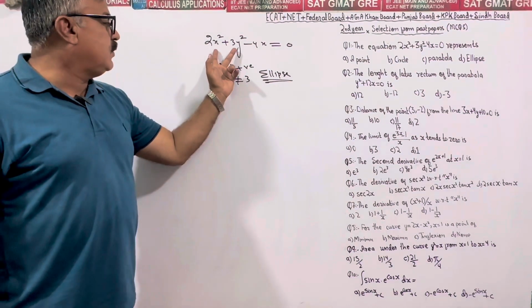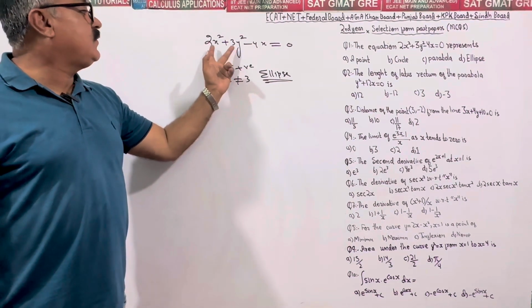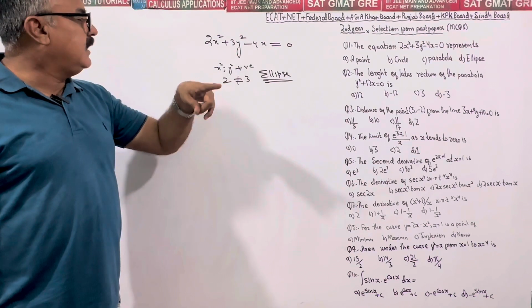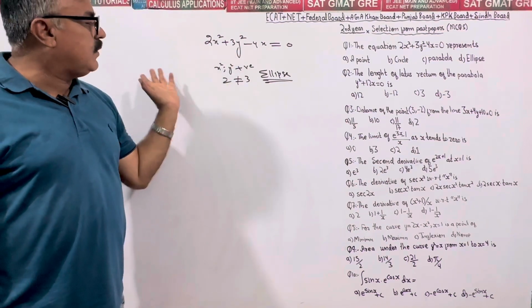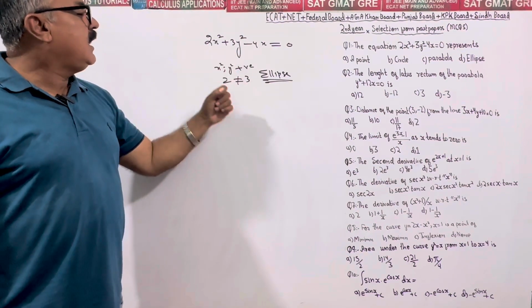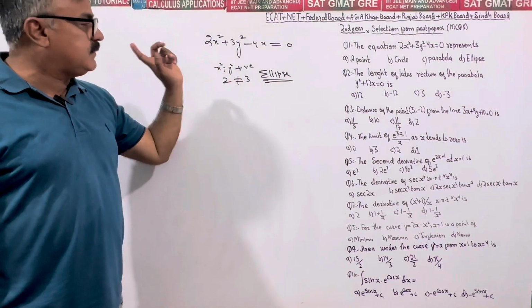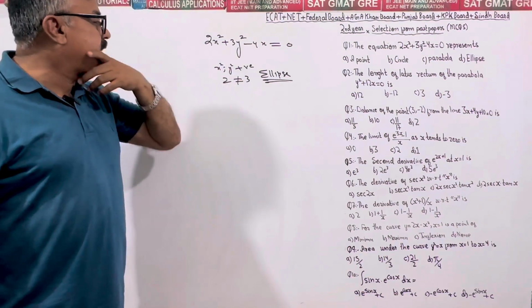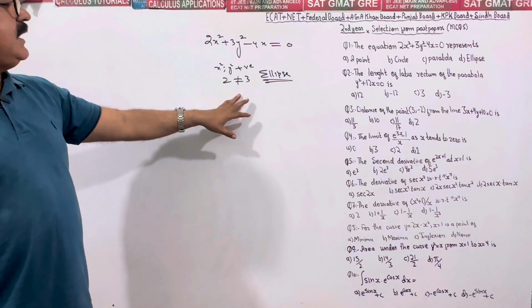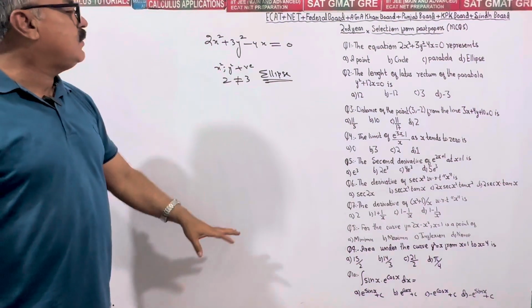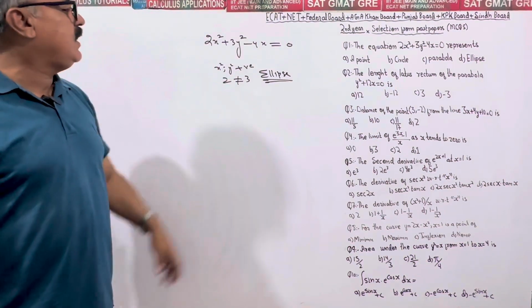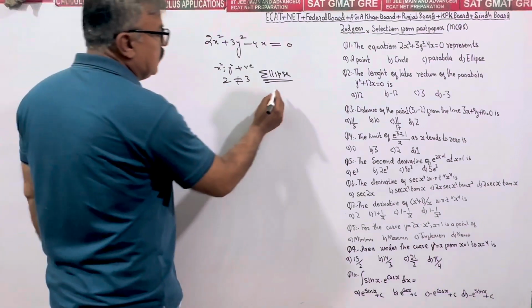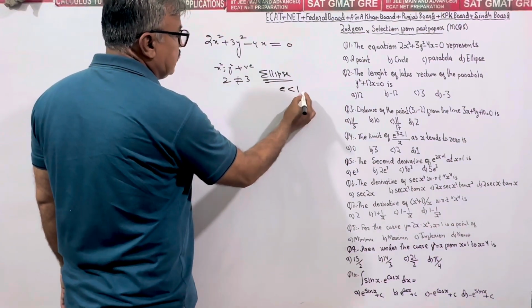When x square, y square, both are positive and coefficients are the same, it's a circle. If x square, y square, one positive, one negative, it's a hyperbola. If only x or y has a square, it is a parabola. x power 1, y power 1 represents a line. So in this case, both positive with unequal coefficients, it represents an ellipse whose eccentricity is always less than 1.